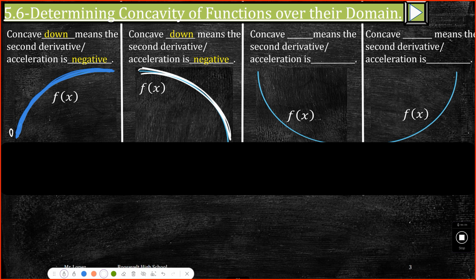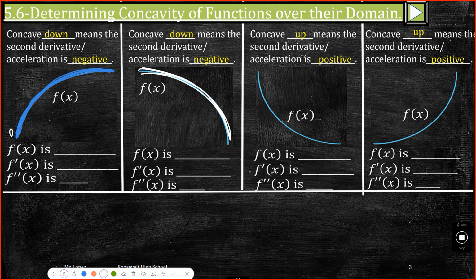Concave up, that's the last two. Those are going to be concave up. Then it means that the second derivative, the acceleration, is positive. Concave up means the second derivative, the acceleration, is positive. So now let's connect it to the first derivative. Maybe what that graph would look like, and the second derivative for each.